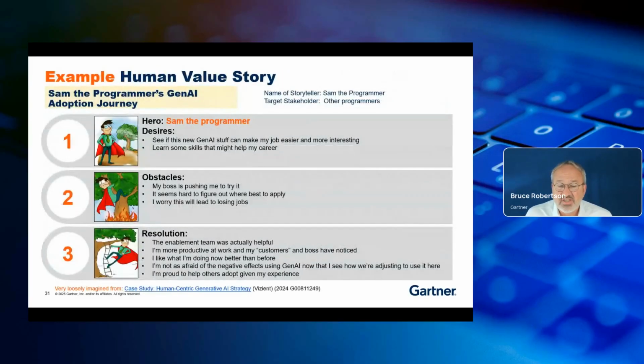Now, here's my example from the Vizient case study. This is extremely loosely based on that case study because I got to say, I didn't interview Sam. In fact, I'm not really sure Sam is a real person in the published case study we did. I think so, but I didn't do the case study. But if I were on that team and I was wanting to have a human value story from Sam, it would probably add up to something like this. Here's my hero, Sam. He's a great programmer that we already have. We want to see if he's interested in seeing if this new Gen AI stuff is going to make his job easier and more interesting. And he'd want to learn some skills that might help his career.